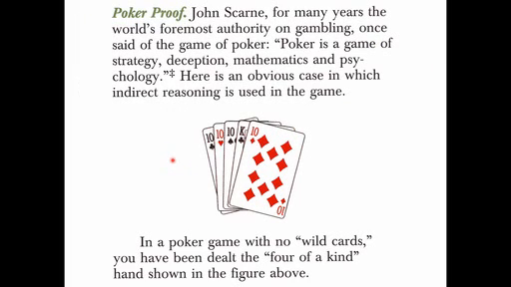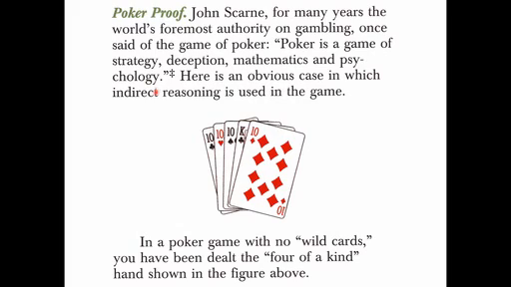Poker proof. Okay, you know what, what is it called? A royal flush. That's what I'm looking for. You know what a royal flush is? When you have 10, jack, queen, king, and ace of the same suit.